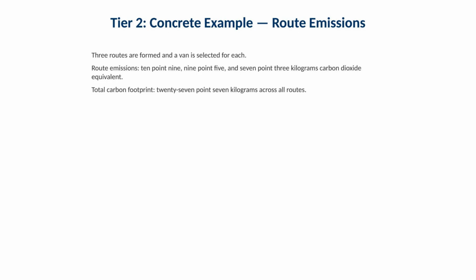With vans selected in all 3 routes, the reported emissions are 10.9, 9.5, and 7.3 kilograms of carbon dioxide equivalent, respectively. The total carbon footprint across all routes is 27.7 kilograms.